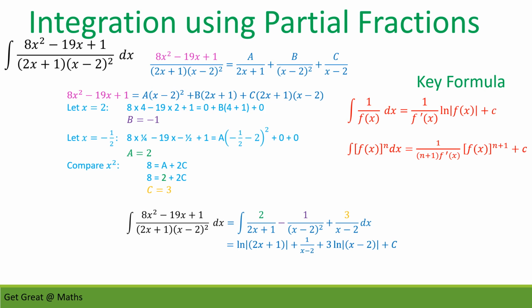From here, I can use rules of logs. So I'm going to use ln of a plus ln of b is equal to ln of a plus b. But before I can use that rule, I have to use the power rule and I have to bring the 3 up to the power. So I get ln of x minus 2 all cubed. Then I can combine them together using the ln rule. So I get ln of 2x plus 1 times by x minus 2 all cubed plus 1 over x minus 2 plus c.